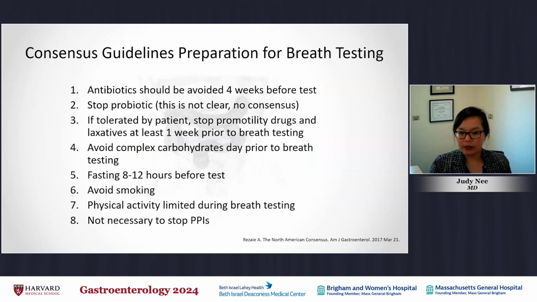The consensus recommends preparation for this study, because you can get false positives and false negatives for various reasons. Antibiotics should be avoided 4 weeks before the test. You should stop the probiotic if you are taking one. This is not clear, and there's not exactly a consensus beyond the North American consensus. If tolerated by the patient, you should stop pro-motility drugs and laxatives at least a week prior to breath testing. You should avoid complex carbohydrates the day prior, and fast 8 to 12 hours before the test. Avoid smoking, and limit physical activity during the breath test. It's not necessary to stop PPIs.